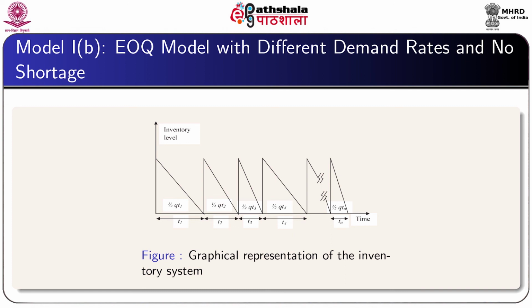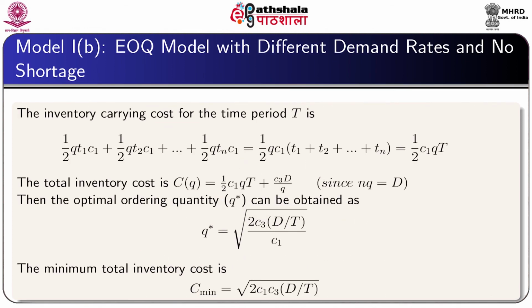This figure shows the graphical representation of the inventory system, and it could be noticed that there are n cycles of different lengths, whereas the order quantity in each cycle is the same. So, the holding cost will be different for different cycles. The inventory carrying cost or holding cost for the time period T can be obtained as half Q T1 C1 plus half Q T2 C1 plus dot dot dot plus half Q Tn C1, which is equal to half C1 QT. The total inventory cost CQ therefore is equal to half C1 QT plus C3 D by Q.